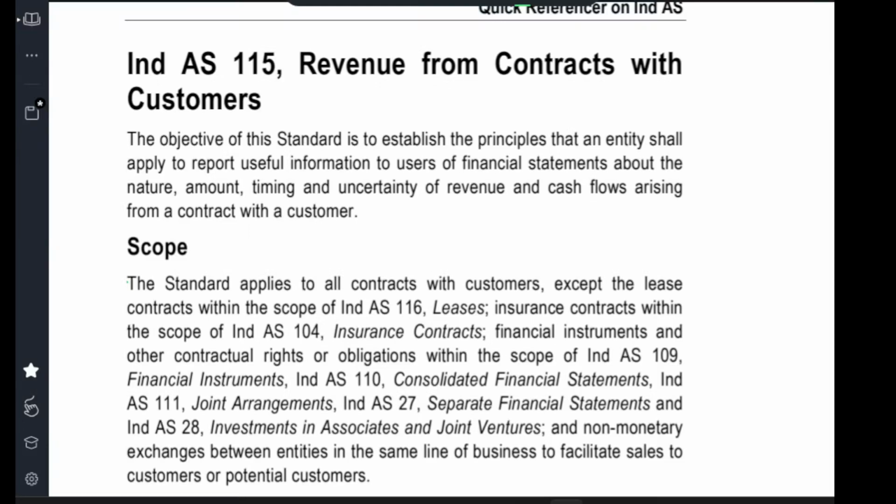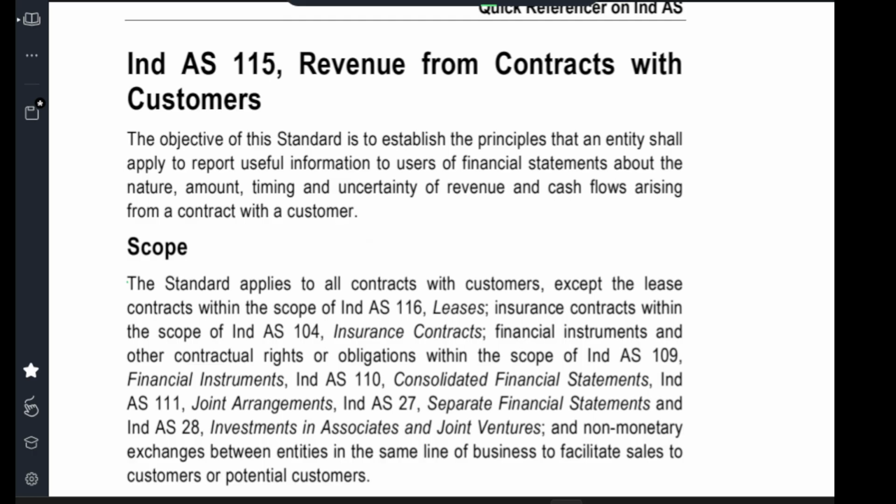Ind AS 115, Revenue from Contracts with Customers. The objective of the standard is to establish the principle that the entity shall apply to report useful information in the financial statements. So the standard is used to provide information to the users about the nature, amount, timing, and uncertainty of revenue and cash flow arising from the contracts with the customers.